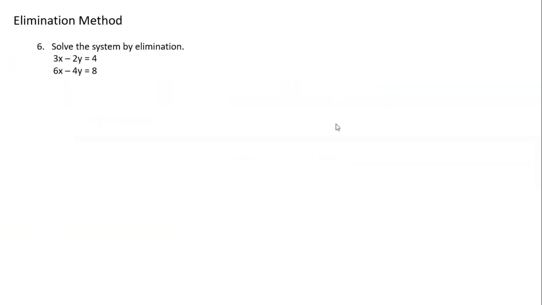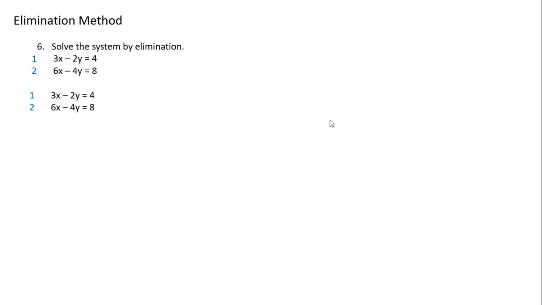All right, let's do another example. Let's use the elimination method for this one. So I have two equations. I like to label them 1 and 2 all the time. The first one is 3x minus 2y equals 4, and the second is 6x minus 4y equals 8. In this particular one, both variables look easy to eliminate. It doesn't matter which we eliminate. Both of them require a little bit of work.